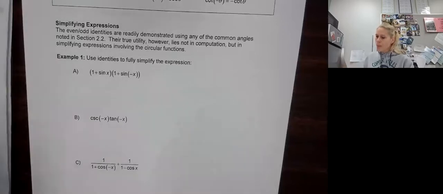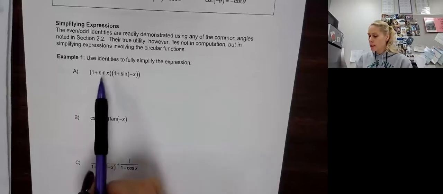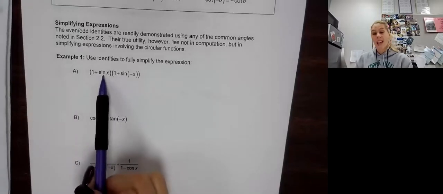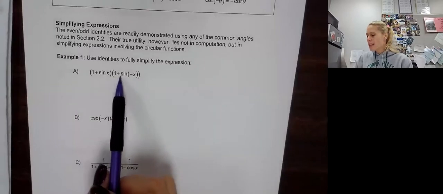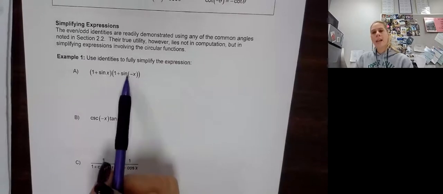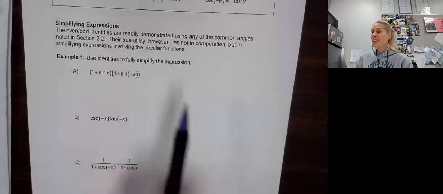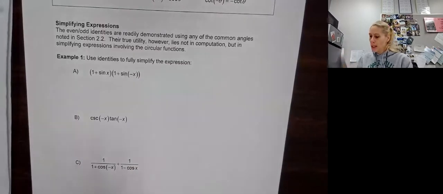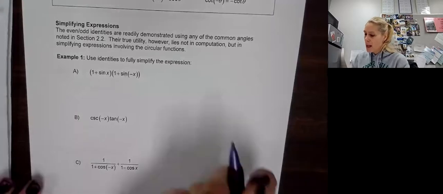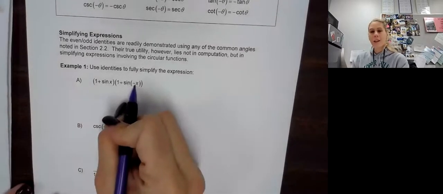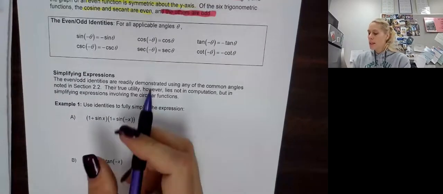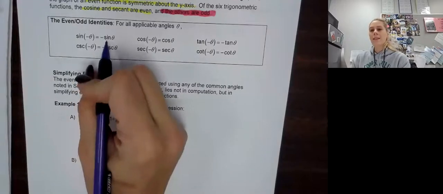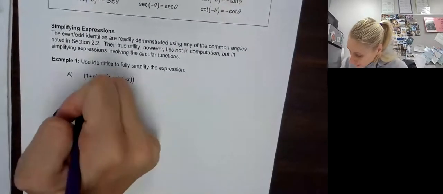So here we have 2 binomials. So of course, the first thing I look at in the binomials is we have 1 plus sine x. That looks nice. But this 1 plus the sine of negative x, this negative x is a little confusing. So I want to change it using the even odd identities. And I know that a negative x on the inside just is the same as a negative sine. So I'm going to change this.